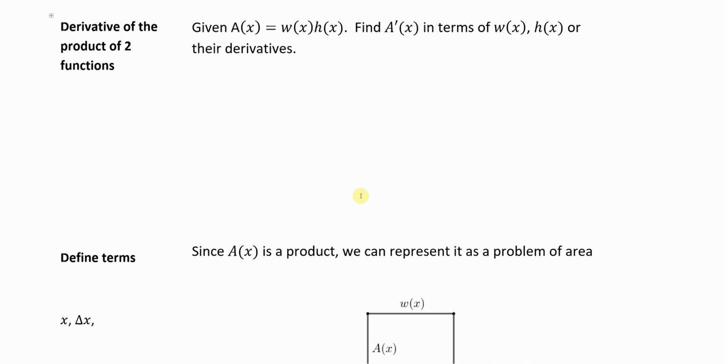But here's the problem formally phrased. Suppose we have a function a of x that is created by the product of two other functions. Our goal is to find a prime, or the derivative of a, in terms of the other two functions. It is not as simple as we wish it would be.